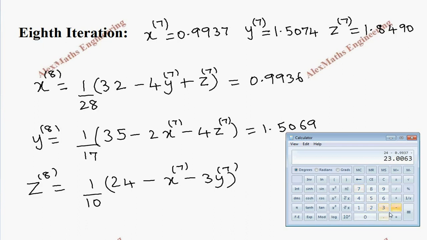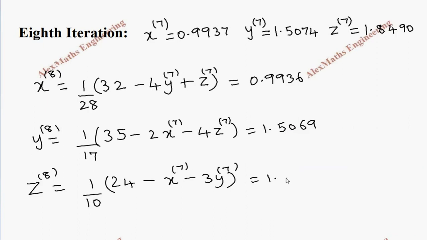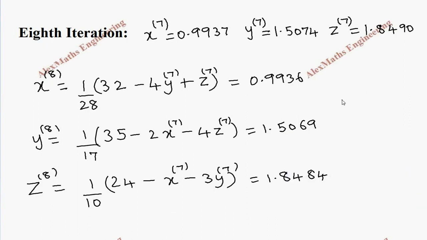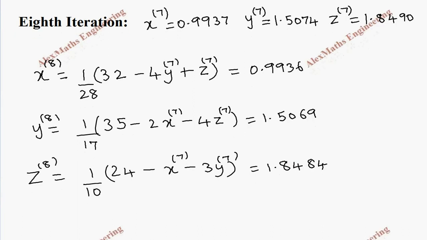Then coming to z of 8, 24 minus 0.9937 minus 3 into y of 7, which is 1.5074. Then the whole divided by 10. It is 1.8484, after rounding up to 4 decimal places. Once again, they are very close, but they are not the same value. So we can go for the 9th iteration.